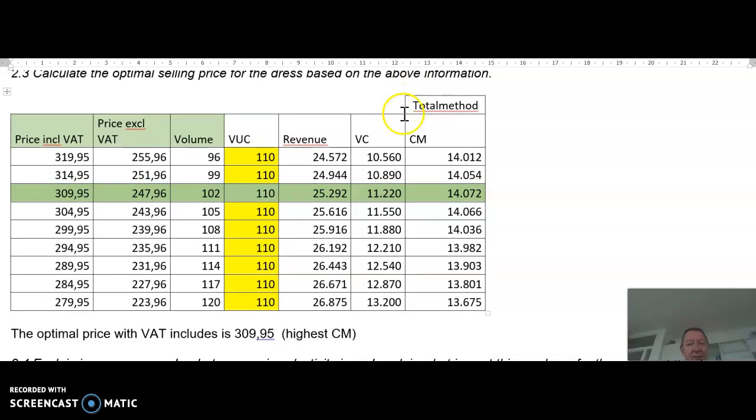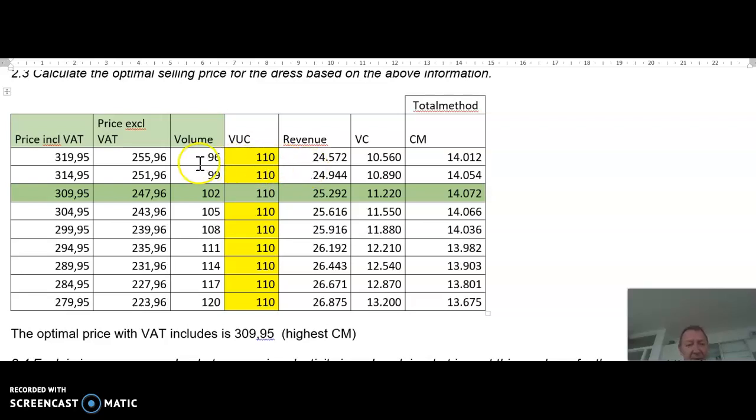So if we use the total method, and we have here the price with VAT included, we remove the VAT by removing 20%. Remember that if you have the VAT included and you want to remove it, you remove 20%, not 25. And here you have the volume, and here is the variable unit cost. It's the same the whole way through, so it's a proportional variable unit cost.